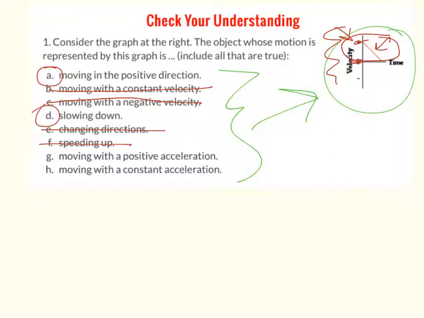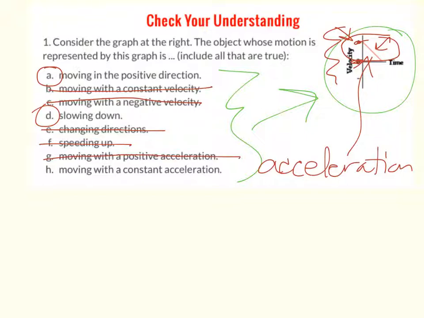Is it moving with a positive acceleration? In order to answer that, we need to look at the slope of the velocity time graph. The slope tells you the acceleration, just like the slope of a position time graph tells you the velocity. So since the slope of that line is negative, then it does not move with a positive acceleration. In this case, this object has a negative acceleration.